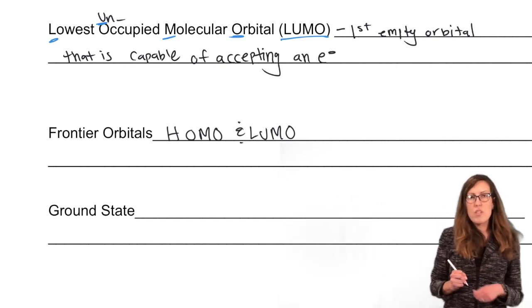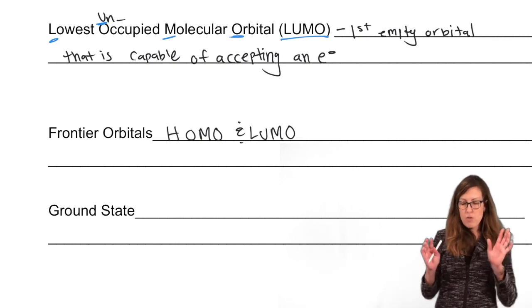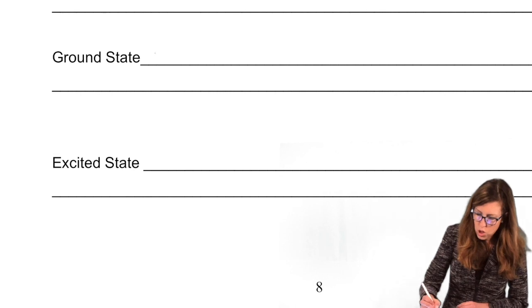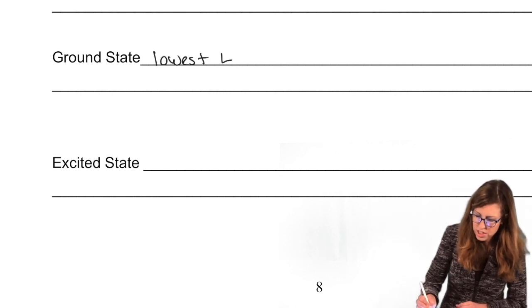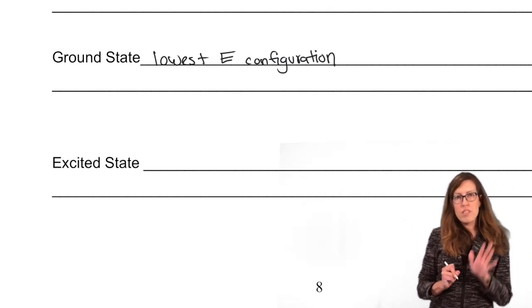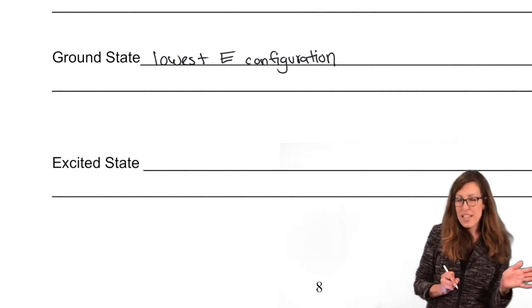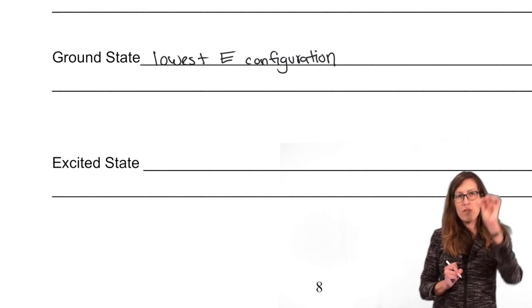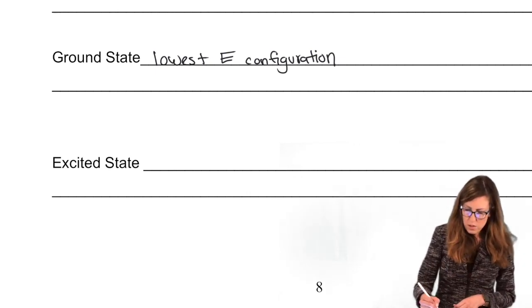Okay, so when everything is in its ground state, i.e. lowest energy configuration, the LUMO's empty, the HOMO is filled at least partially, but in an excited state, you can promote an electron from the HOMO to the LUMO. So it's a higher energy configuration if you're in an excited state.